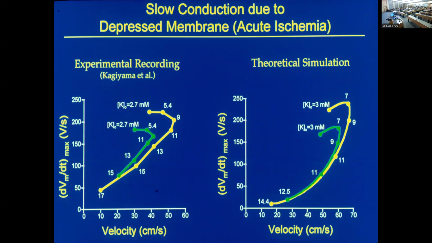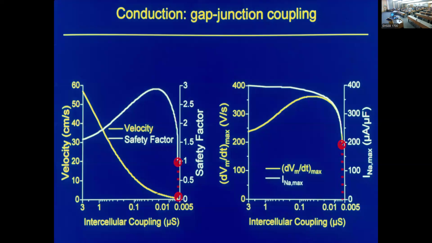So with increasing potassium, you can see this known as the comma-shaped curve. It's a classic experiment. And you can compare the theoretical curves that Robin generated with the experimental ones, and you can see the nice correspondence between the two. The other way of obtaining slow conduction and compromising conduction is by decreasing the connection through gap junctions.